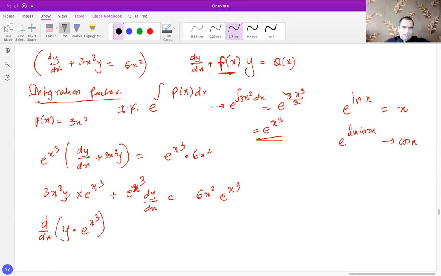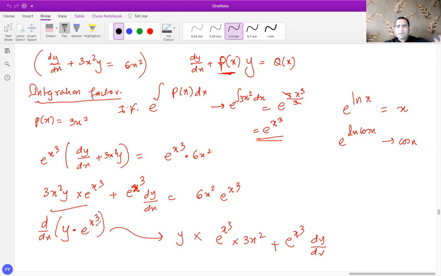If I show it to you backwards, y times the derivative of e to the power x cube will be e to the power x cube times 3x squared. So that's this part, plus, by the product rule, e to the power x cube times the derivative of y, which is dy by dx. So you notice that this is the derivative of y times e to the power x cube.